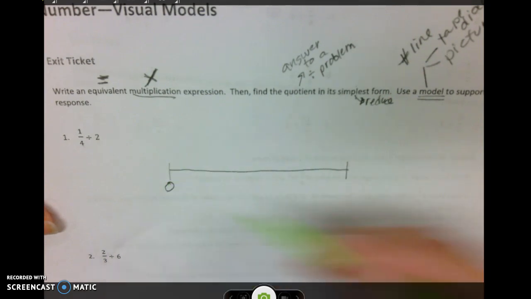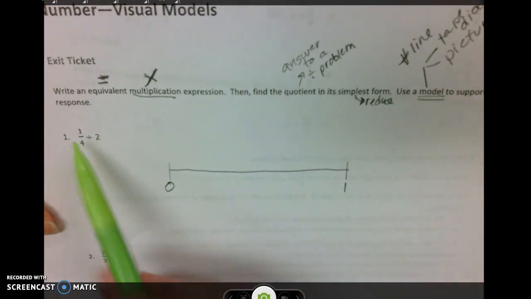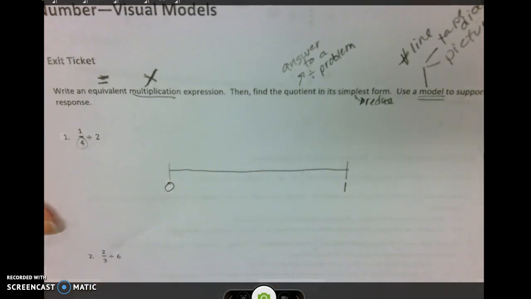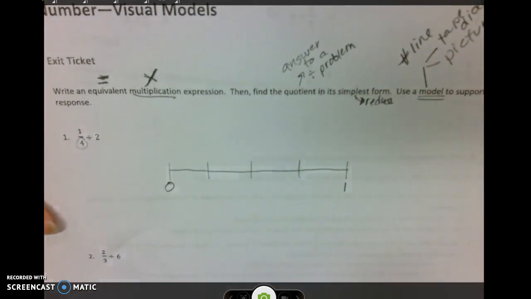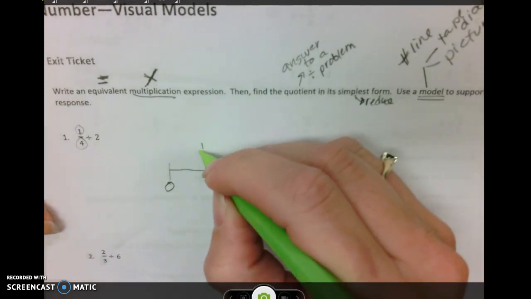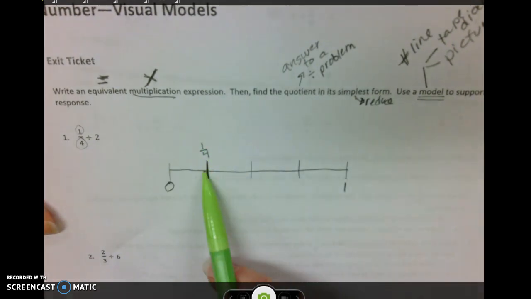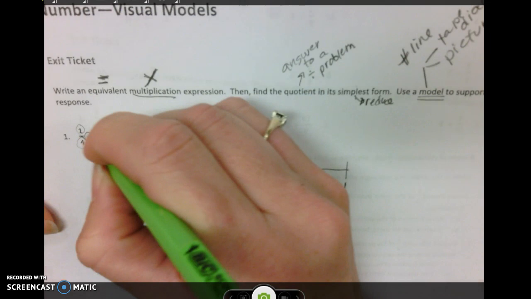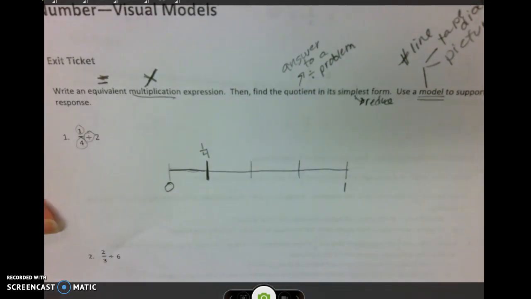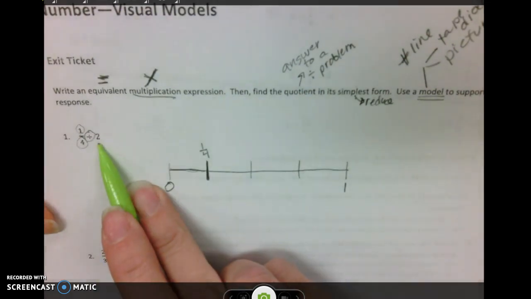So if this is 0 and this is 1 whole, and I need 1/4, I know that I need 4 total pieces. That part to whole is still in play. So here's my 4 total pieces. I need what part of it? 1. So here's my 1/4, 1 out of the 4 pieces. Now what I need to do with this piece right here is I need to divide it or split it or break it or cut it into 2 pieces.